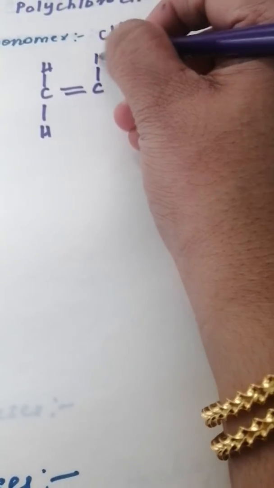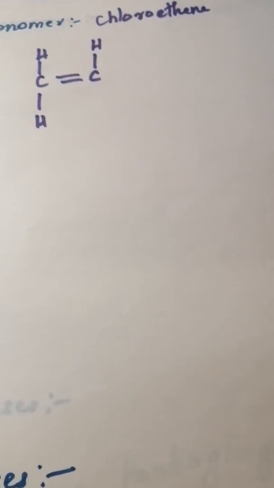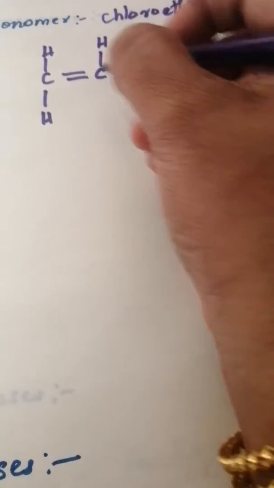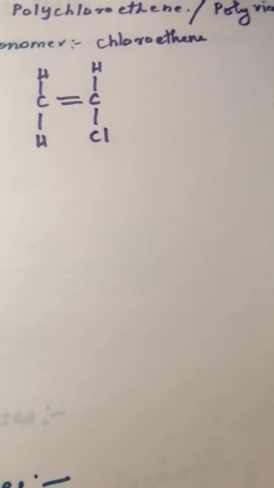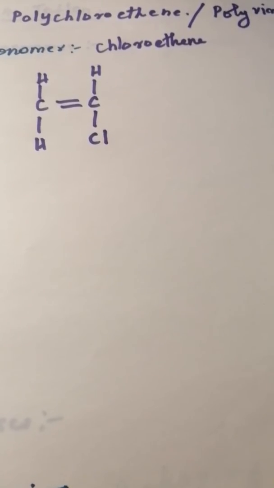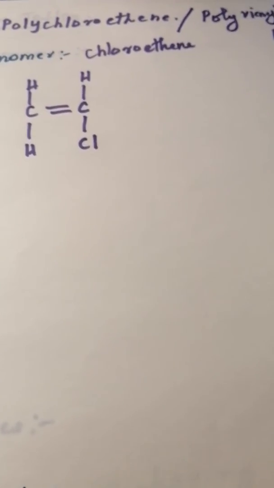So polychloroethene. Now what is our monomer here? It is nothing but chloroethene. Now we have to draw the structure of chloroethene. So chloroethene, just think about the parent. Ethene means you have 2 carbon atoms with all the 4 bonds with hydrogen. If it is chloroethene, this 1 hydrogen is getting replaced by a chlorine. If they say dichloroethene, it means 2 hydrogens replaced by chlorine.